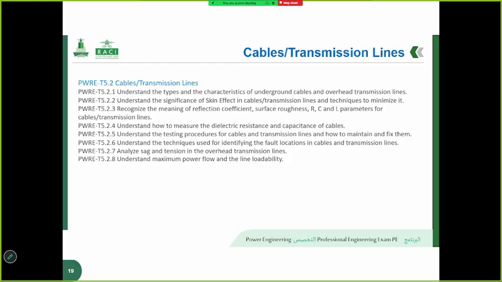Testing and maintenance. This section will be practical, focusing on the procedure for measuring the dielectric resistance and capacitance of cables. We will also cover the general testing and maintenance procedures for both cables and transmission lines, and the specific techniques used for identifying fault locations. Finally, we will dive into key analytical concepts. We will learn how to analyze sag and tension in overhead transmission lines, and we will understand the concept of maximum power flow and line loadability.